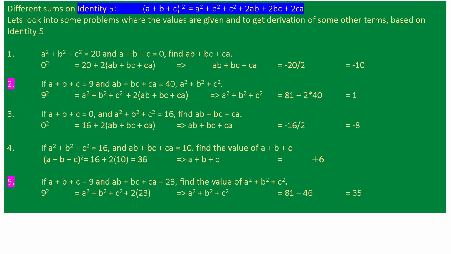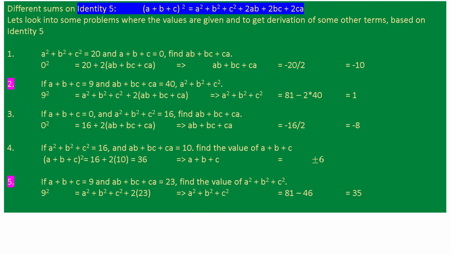Looking into the very first sum, a squared plus b squared plus c squared is 20, and a plus b plus c is equal to 0. Find ab plus bc plus ca. It's a very simple sum wherein we just have to replace the values given, and you need to find the value of ab plus bc plus ca, which you can very well look at in the expression and find out.